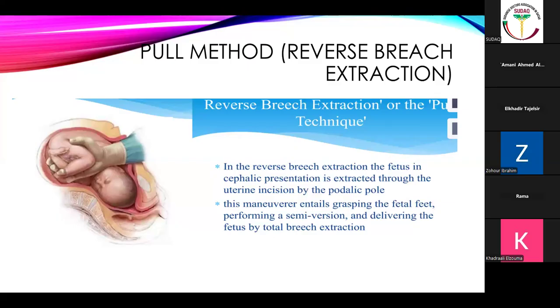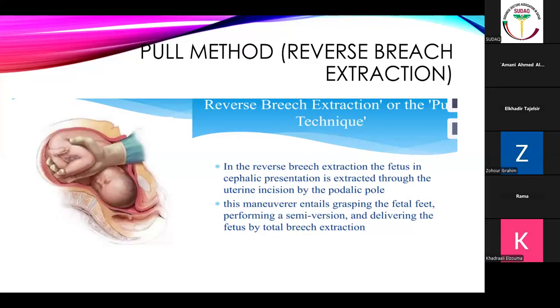Occipito-anterior, yes, because the back will be anterior and the breech is posterior. So you need to go behind and grasp, and you rotate the baby while you bring it. So with the back anterior, this is the technical difficulty.